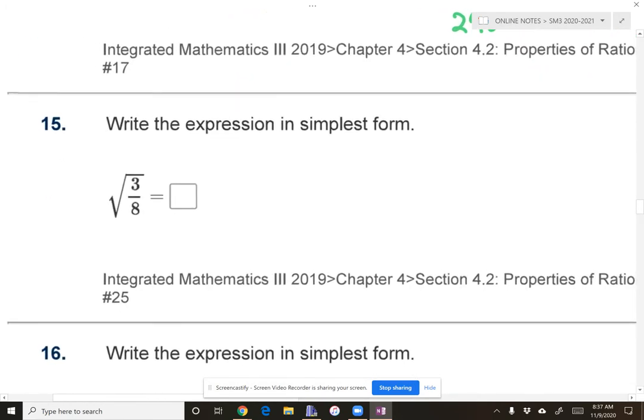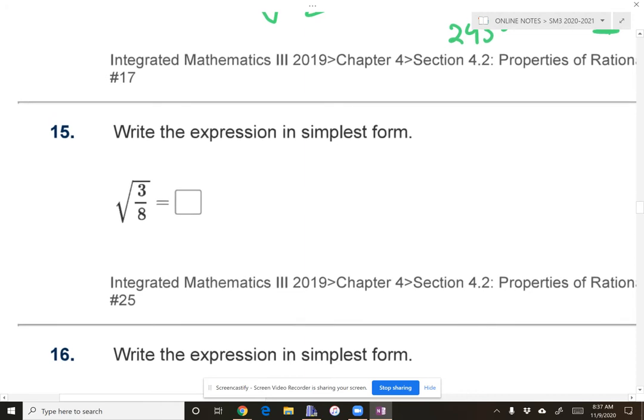15 is very similar in that fact, except we're going to go backwards. 3 divided by 8 is going to give me a decimal. And I don't want a decimal on the inside, so I'm going to separate it.